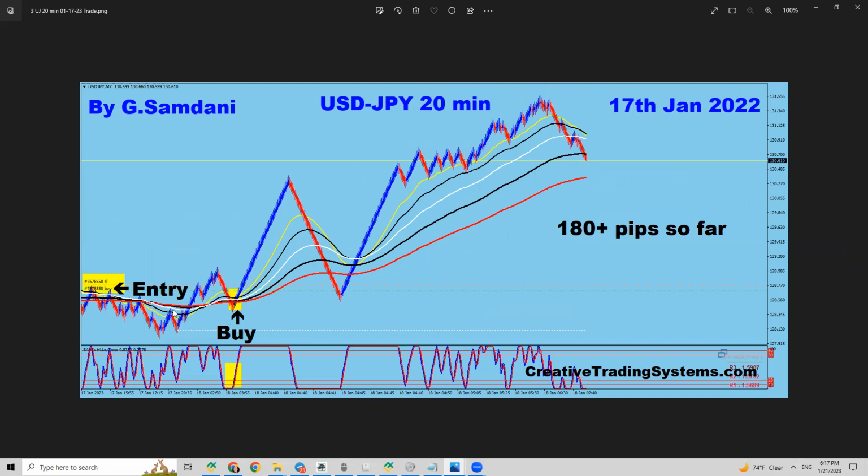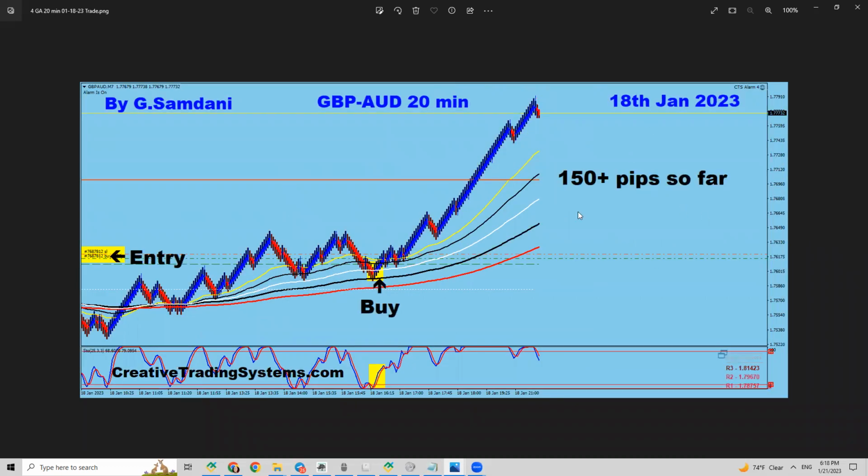Anyway, so 180 pip here from this entry, and it moved so fast I couldn't even come sit on a break even, right? So it went boom, up, down, up, and then up, and then 180 pip when it was more than like 250 when it was here. But by the time I tried to close, it was dropping fast. It's still 180 pip. And here you can see pound Aussie on the 18th, 150 pip. This was the entry. My SL hit at break even, and then this one gone for 150 pip.